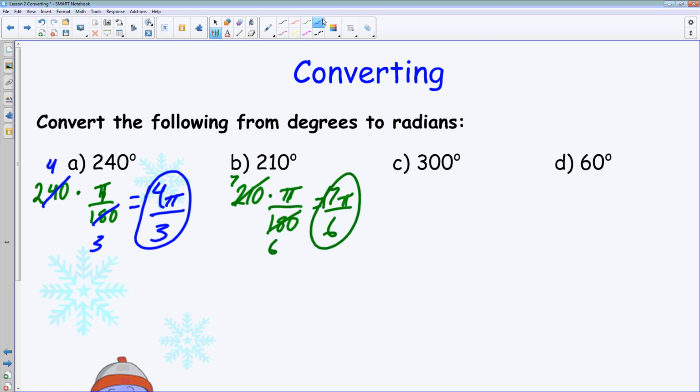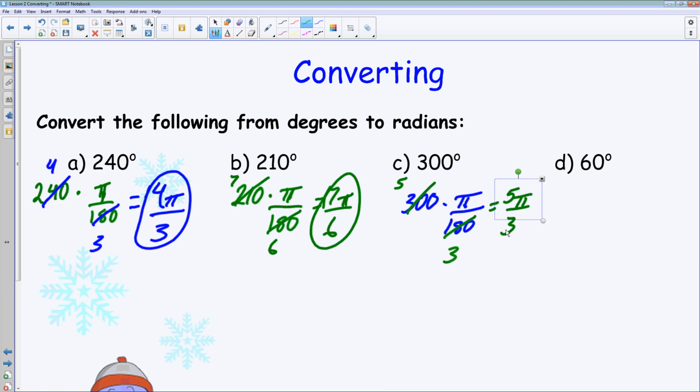For 300, you got your 300 right here, and we're multiplying by pi over 180. When you think about 300 and 180, you should note that both of those are divisible by 30. But even better, they're both divisible by 60, so we can go a little bit higher there. When you divide by 60 here, you're left with 5. When you divide by 60 here, you're left with 3. So the final is 5 pi over 3.